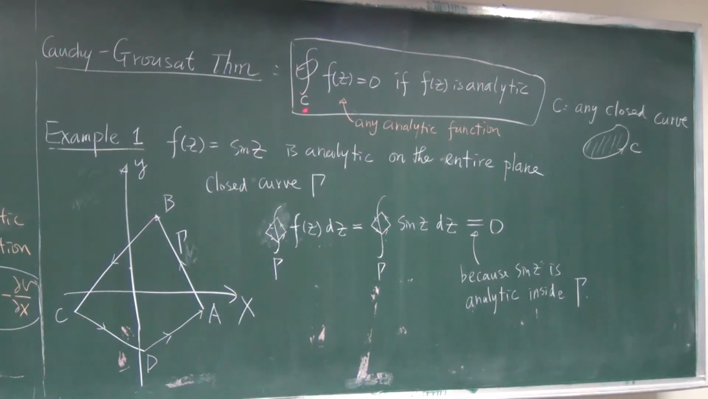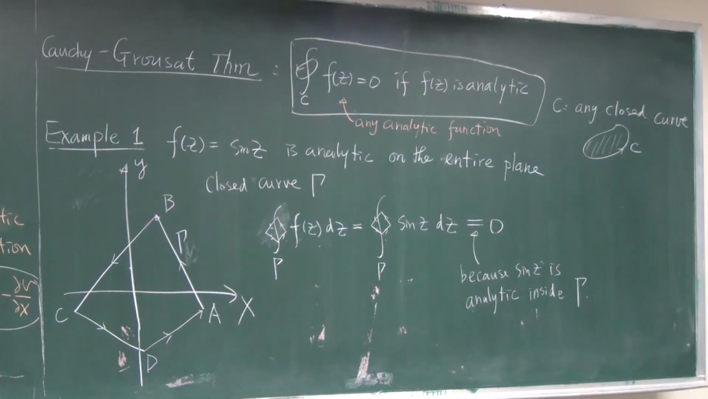The Cauchy-Goursat theorem tells you that if you integrate any analytic function along any closed curve like this, any closed curve C in the right hand side, you get nothing. You get 0. This is the Cauchy-Goursat theorem. Okay, and it is very important. I tell you, you will see it later.